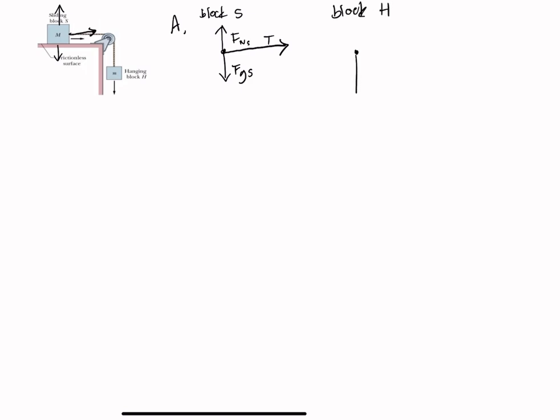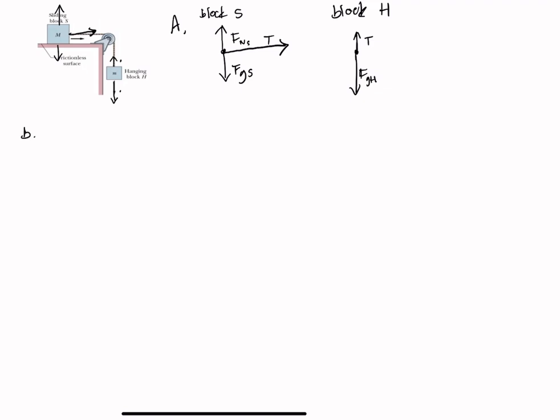For block H, there's a downward force, which we'll call FGH. There's no horizontal force in this instance. And since it's moving downward, that means that this downward force has to be greater than this upward force. So this is tension, because these are all the same string, so we can just call those the same force.